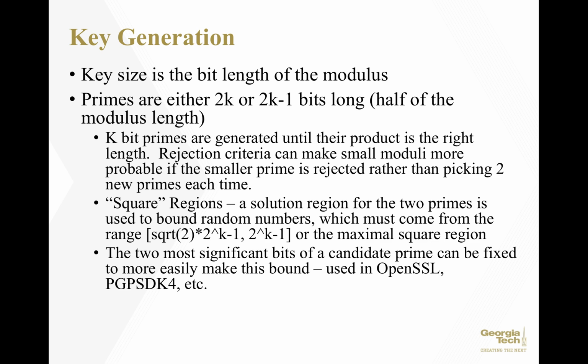In order to solve this issue, square regions are used to bound the solution space of P and Q to make sure that they come out to be the specific length that they are meant to be. To further this point, you can go even further and bound the bits, either the most significant bits or the least significant bits of P or Q, in order to make this solution even easier and make the key generation faster.